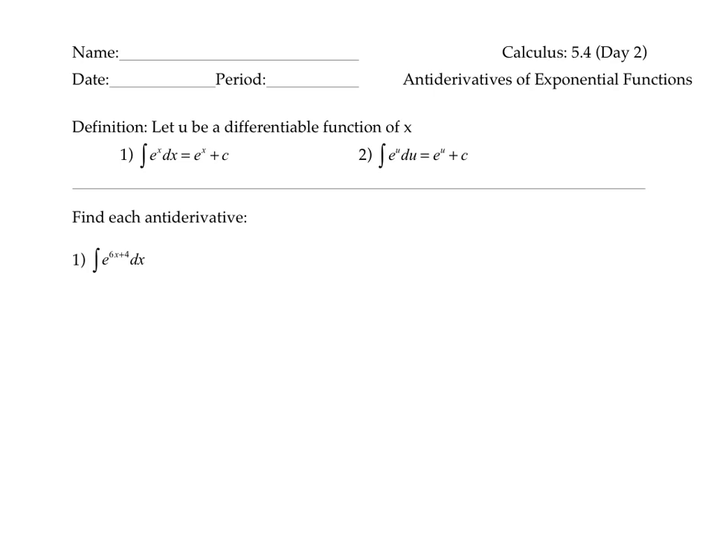So if we take a look at number 1, we have e to the 6x plus 4 dx. So we're going to start by just letting u be equal to the exponent. And if we take that derivative, we get du is equal to 6 dx. Or if we divide by 6 on both sides, we get 1/6 du is equal to dx. I'm going to rewrite my integral, and then we'll talk about how we're going to do the substitution.